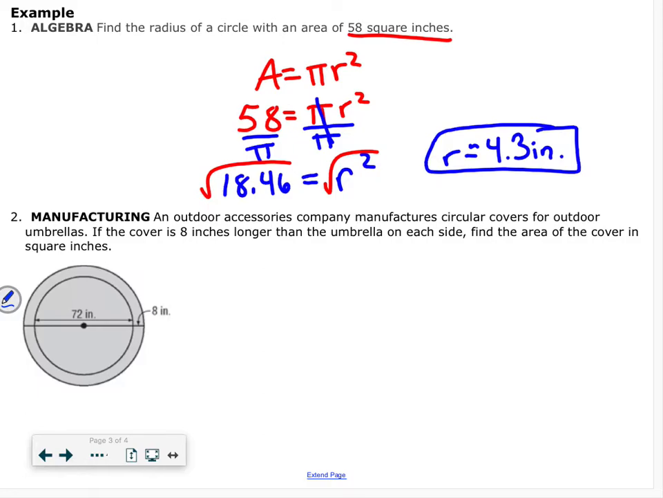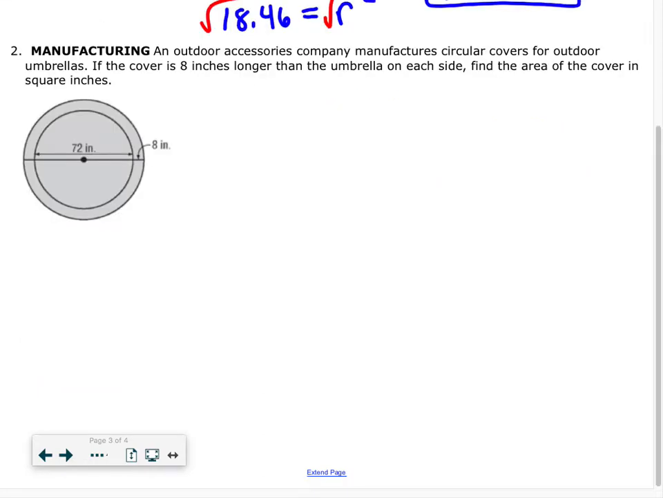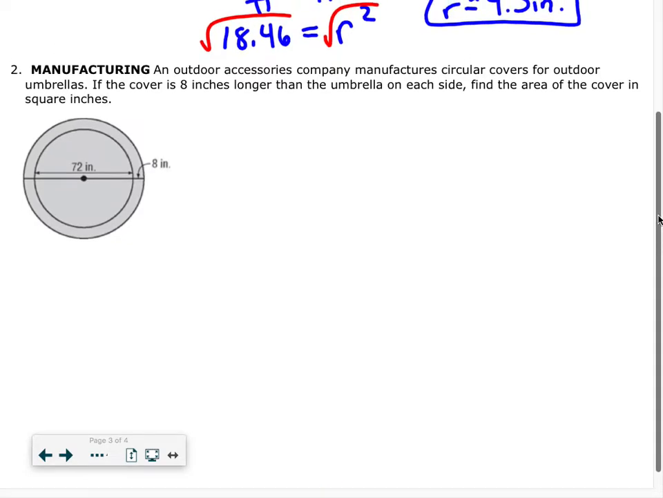Number 2, an outdoor accessories company manufactures circular covers for outdoor umbrellas. If the cover is 8 inches longer than the umbrella on each side, so this part right here, this is the umbrella in the middle. This is 8 inches, just that little tiny part. Find the area of the cover in square inches.